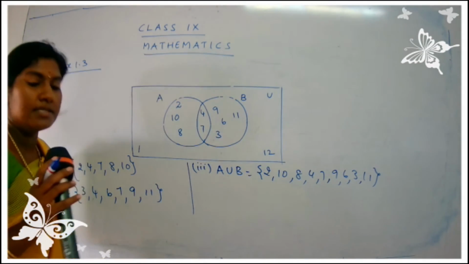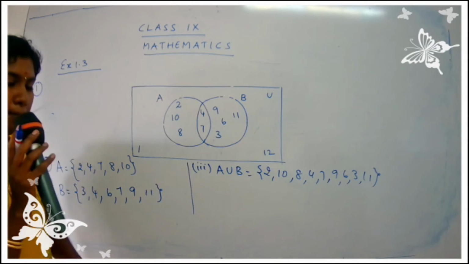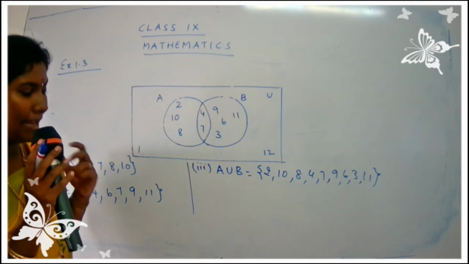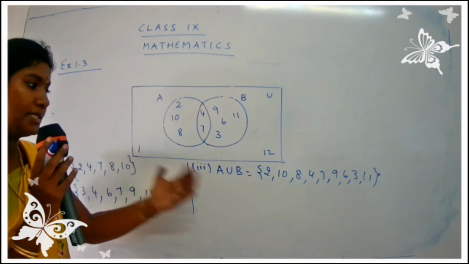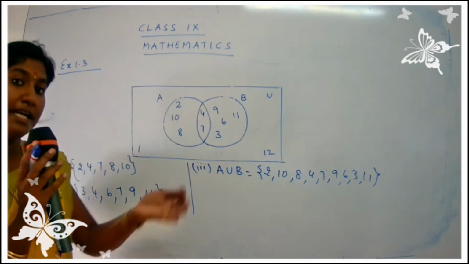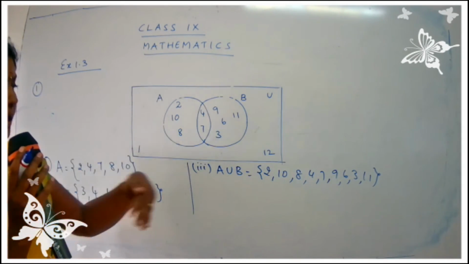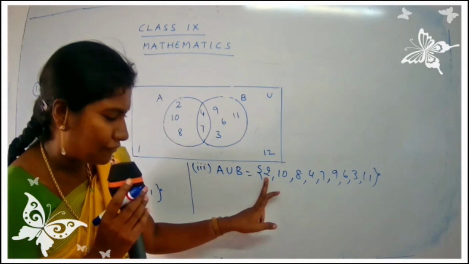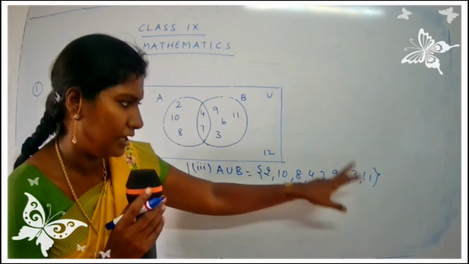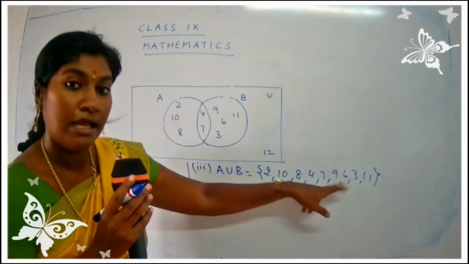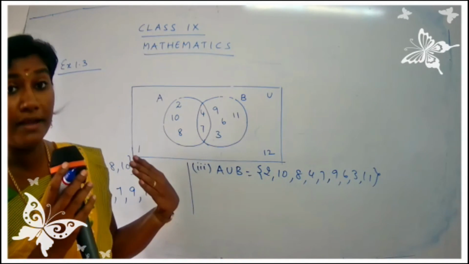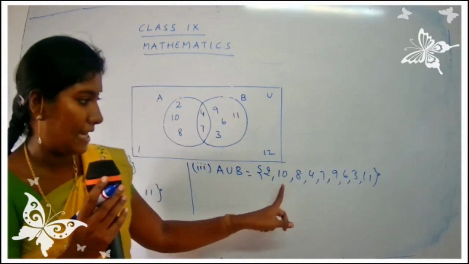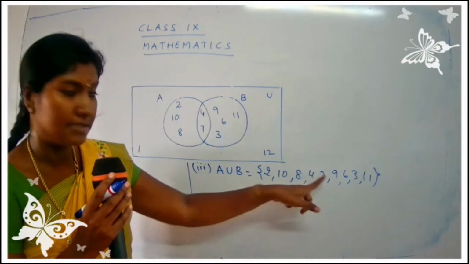But one thing is, whenever you have to present a set, or whenever you have to present anything, you have to go in an increasing order, or you have to go in a decreasing order. So when you go in an increasing order, you can start from 2. After 2, we have 3, then 4, then 6. Or you can start from the bigger number. Decreasing order means bigger number first, like 11, 10, 9, 8, 7.